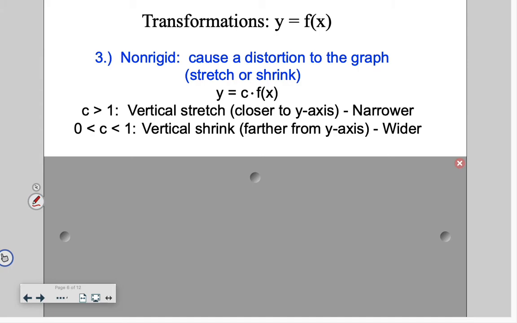First part, as you're writing this down, the reason this is a vertical stretch or shrink, notice where the C is. It's outside. It's in front of the function. It's not grouped with X. That's why it's vertical. And then, like we said in the Desmos part, anything bigger than 1, the further away you get, it gets narrower. You're stretching it vertically. That's why it's narrowing. When you're between 0 and 1, you're actually compressing it. You're shrinking it down, which makes the graph wider.